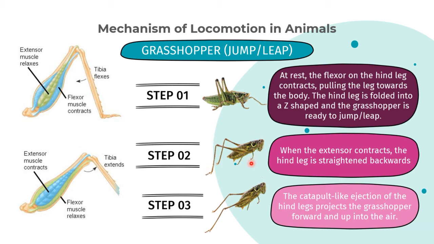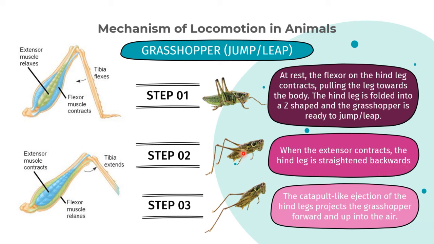Okay, step number 2. This is what happens during jumping, when the extensor contracts. When the extensor contracts, the hind leg is straightened backwards.